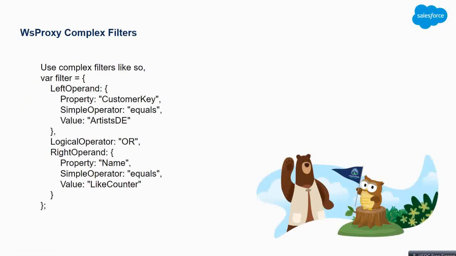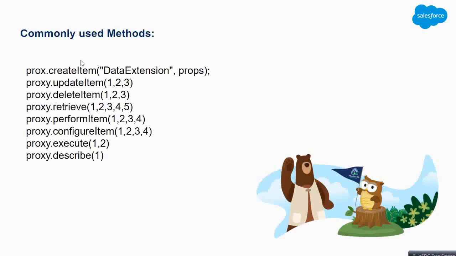You can also use complex filters. Simple filters you can use, but you can also use complex filters. There is an OR operator, so either the customer key equals this or the name equals this, and in either case, the data will get retrieved. So you can use this kind of complex filtering as well.